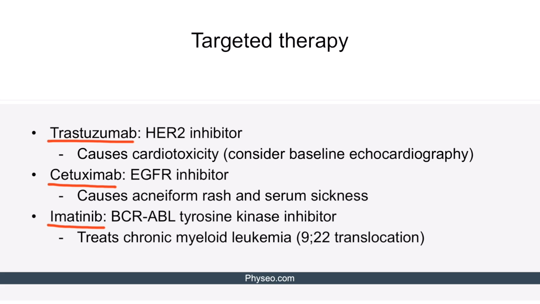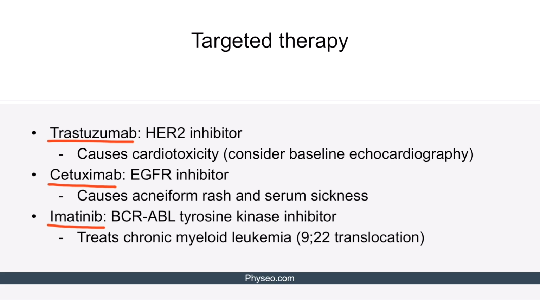And the key to remember about trastuzumab is that it often causes cardiotoxicity, which is why clinicians should strongly consider obtaining baseline echocardiography before prescribing this drug. And that's fairly intuitive. You're very confident that trastuzumab can hurt their heart, so you want to make sure that their heart is good to begin with. Now, cetuximab is an EGFR inhibitor that frequently causes an acneiform rash and may also cause serum sickness.